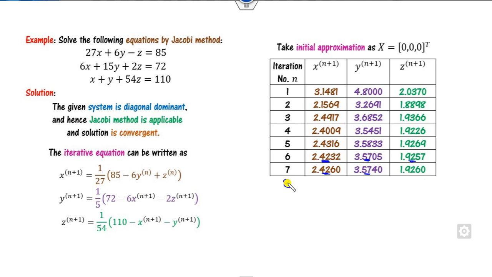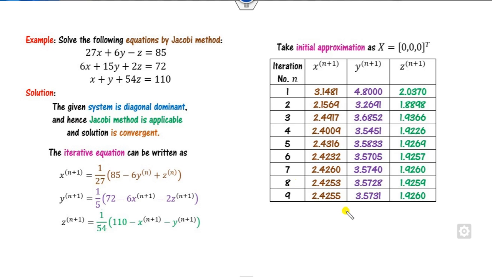But we need at least 3 or 4 decimal places. So we can find the 8th iteration as well. Now you can see they match up to 3 decimal places. Approximately they are up to 3 decimal places, and they are again the same as here. Otherwise you can find the 10th iteration, you will get the same result as this. So my approximate solution is here.